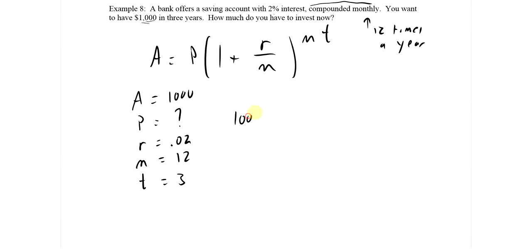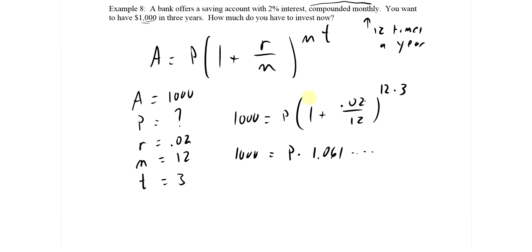So if we plug everything in, you get 1,000 equals P times (1 plus 0.02 divided by 12), so there's the rate divided by the number of times compounded, raised to 12 times 3, because it's 12 times a year for 3 years, so 36 compounding periods. If you multiply this out, the right side becomes 1.061..., that's what this whole part is, and then divide by that to get P equal to 941.81, rounded to the nearest cent.